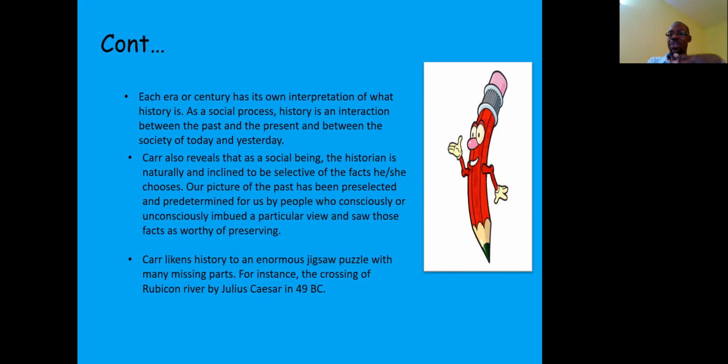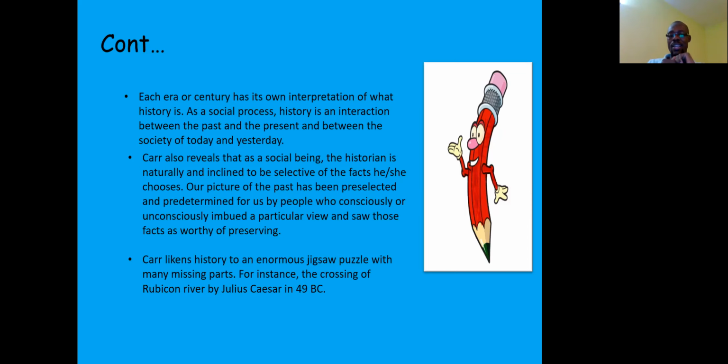Why is it that we are not focusing on the people who were also living in that era and also witnessed the whole aspect of Julius Caesar crossing the Rubicon River? So why are we only focusing on Julius Caesar and not other generals? Those are the missing parts that we as historians need to fill.